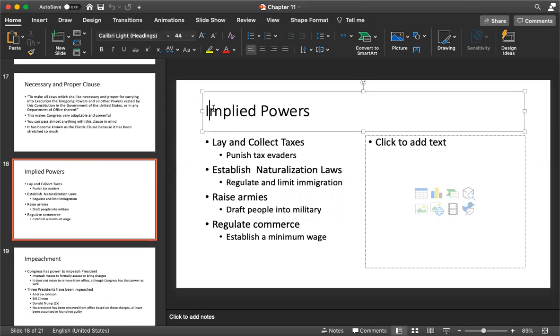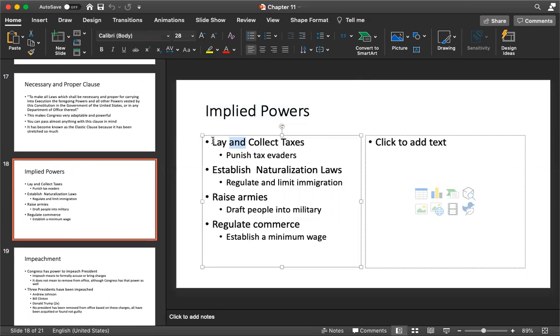Implied powers, right? We know that Congress can lay and collect taxes. These are powers that are in the Constitution: regulate commerce, raise armies, establish naturalization laws, lay and collect taxes. Below are implied powers that come along with those.